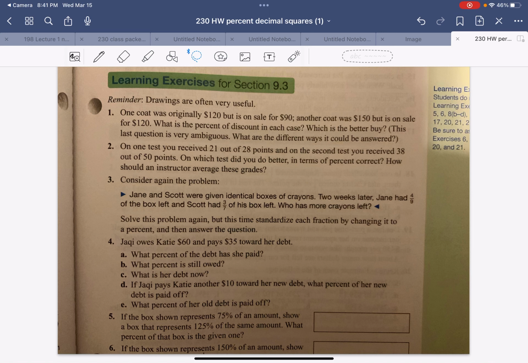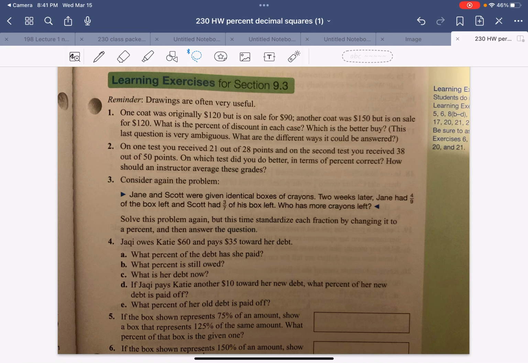So if you look at number 3, they talk about Jane and Scott were given identical boxes of crayons, and 2 weeks later, Jane had 4/9 of the box and Scott had 3/7 of the box. Who has more crayons left? And it says solve this problem again, but this time by standardizing each fraction by changing it to a percent, okay? If you remember, you actually did the same problem on homework.